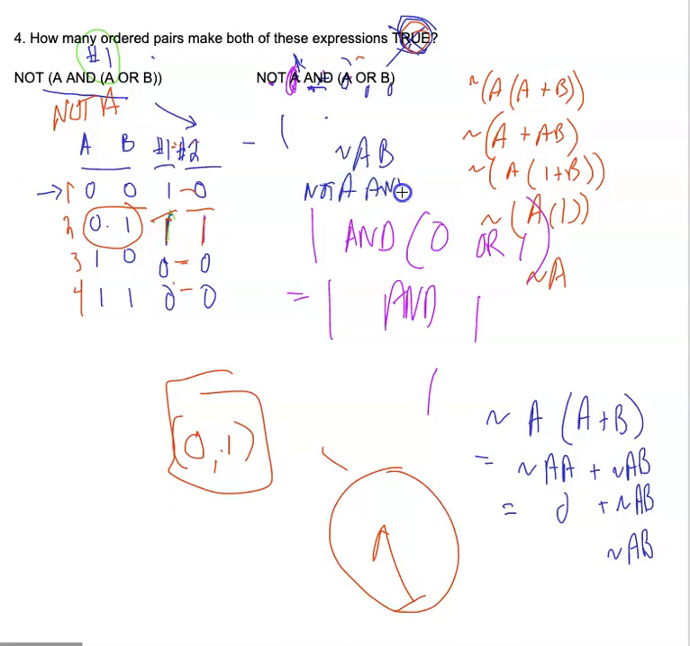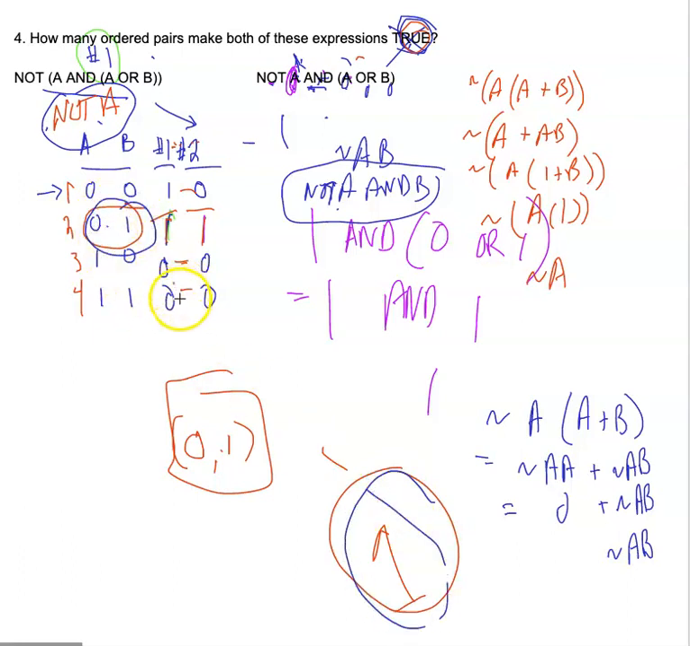So it might be a little bit easier to plug all 4 ordered pairs into these 2 versions of our expressions rather than the larger expressions. That would be up to you, but you should still get as an answer just 1 ordered pair, and the same ordered pair, 0, 1, would be the one that makes both expressions true.